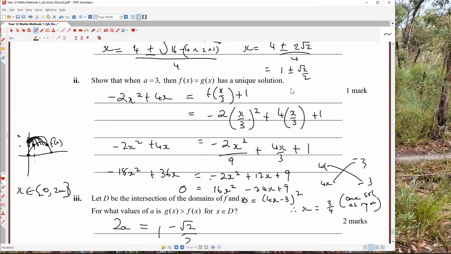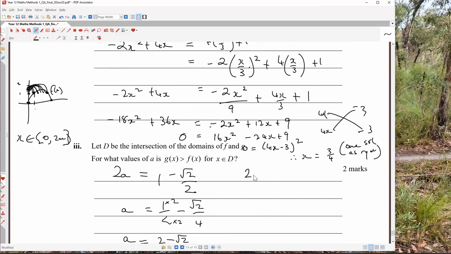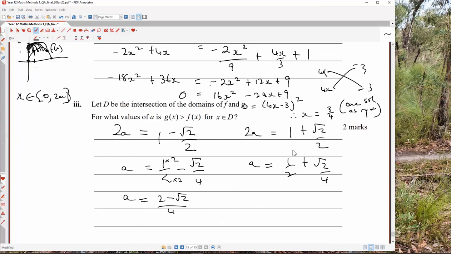So that's going to be the positive one on this. So it's going to be 2a multiplied by, to get the positive root 2 on 2. So a is equal to a half plus root 2 on 4. And obviously that's going to be a equals 2 plus root 2 all over 4.